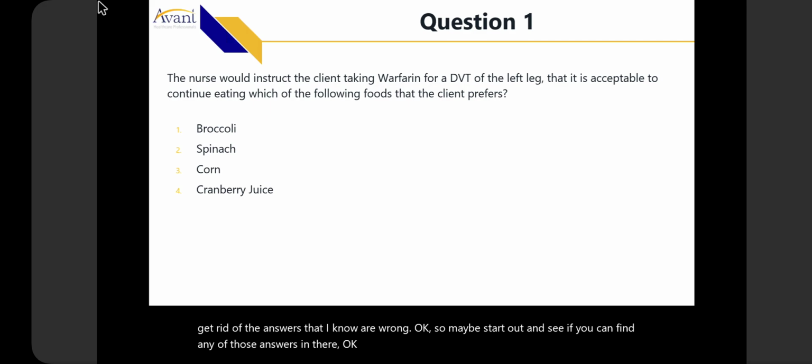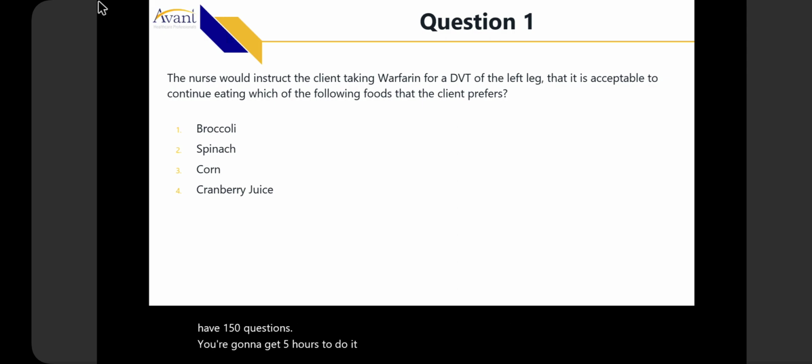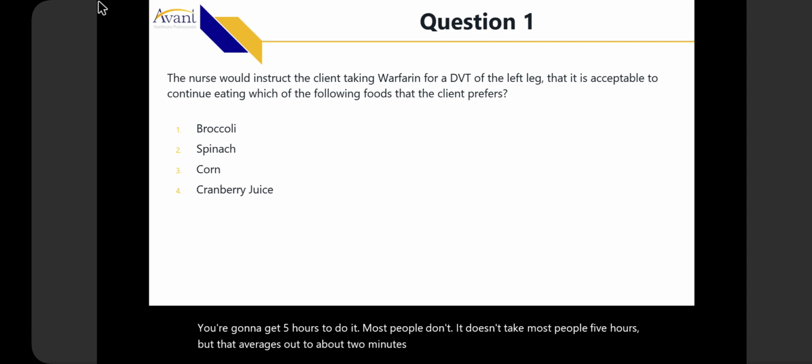I'm going to give you guys 2 minutes to do this question, because that's what you're going to get on NCLEX. On NCLEX, you're going to have 150 questions, and you're going to get 5 hours to do it. It doesn't take most people 5 hours, but that averages out to about 2 minutes. So we're going to practice 2 minutes today, and remember, that is more than enough time to answer this question. So take your time, slow down, take a deep breath, and you'll do great. All right, so let's start that 2 minutes and go.